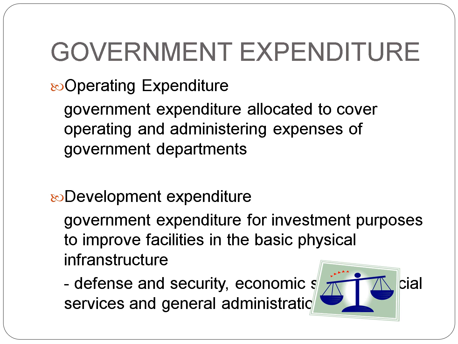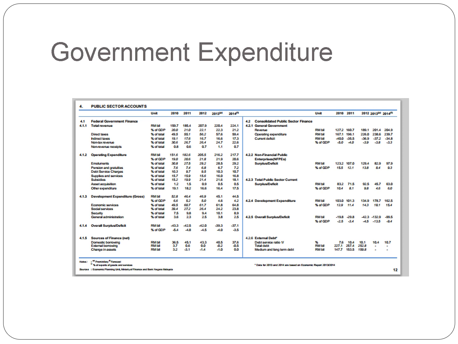What is development expenditure? Development means government expenditure for investment purposes. When we see the word development, it means investment, to improve facilities and physical infrastructure. Example, defense and security, service and general administration. You can scroll to see this example, data 2013-2014 in the economic report. There is operating expenditure, and they also give the values of revenue and development expenditure.